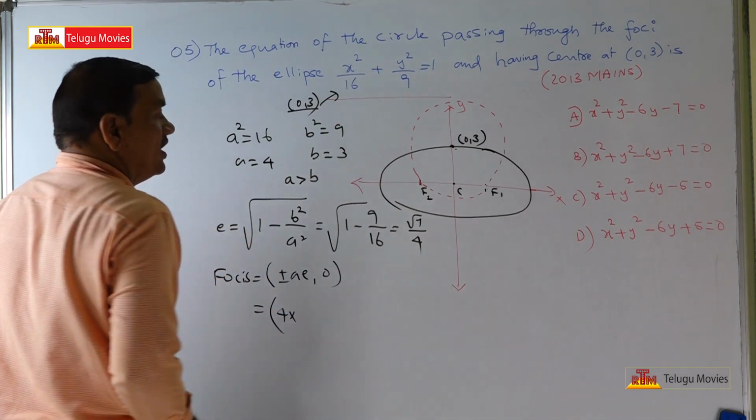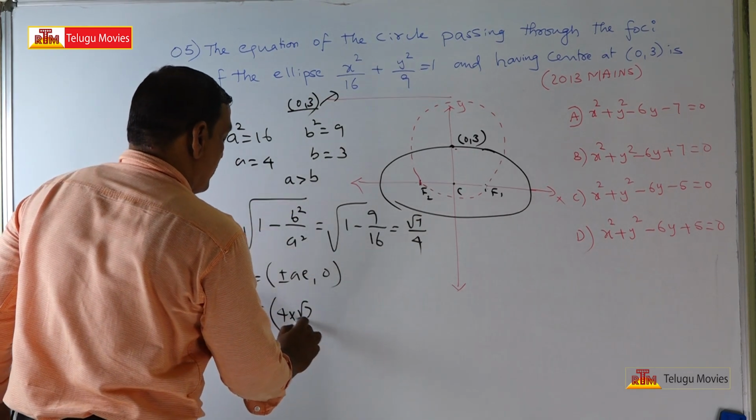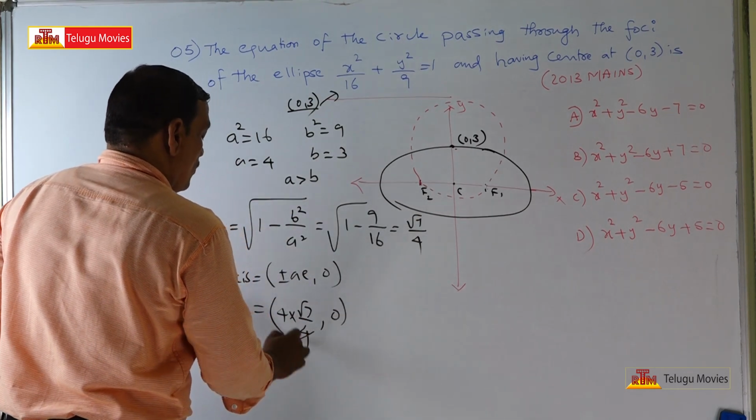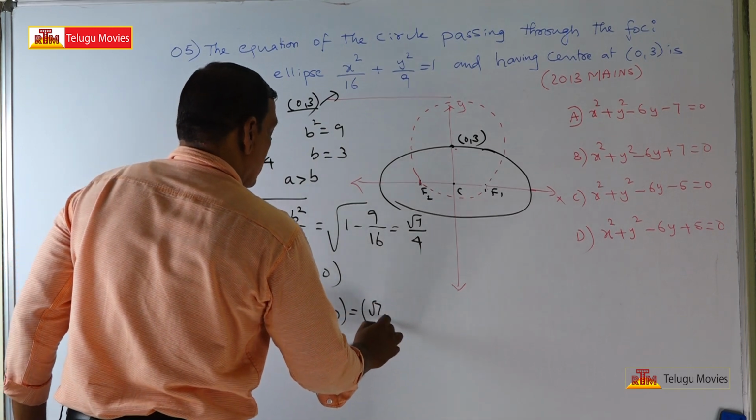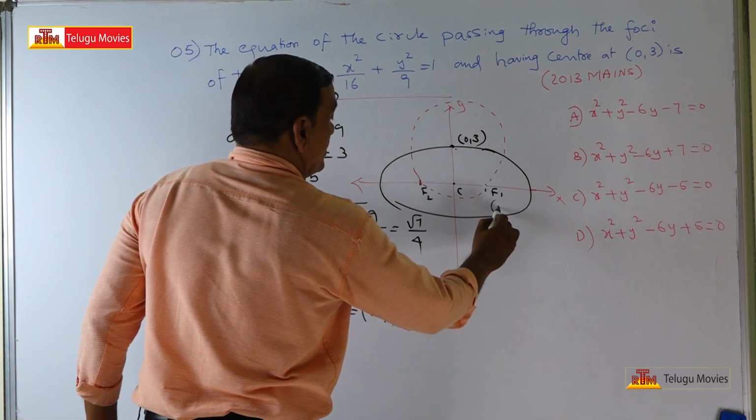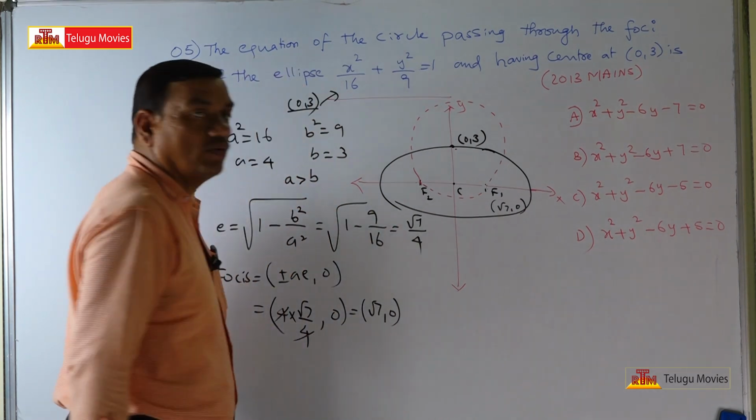e value is equal to how much? Root 7 by 4 comma 0. 4 will get cancelled, root 7 comma 0. So this point is root 7 comma 0.